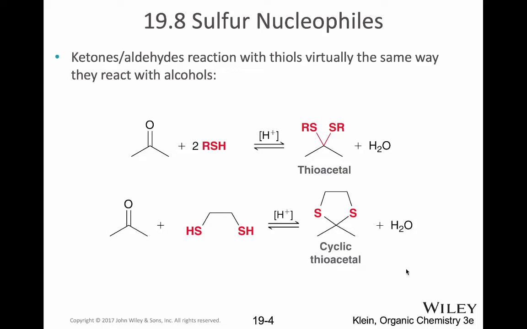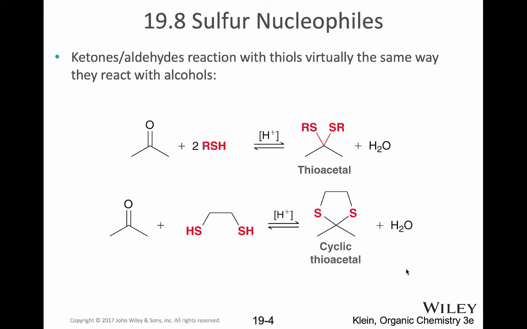So in this lecture, we're going to go over what happens if you take aldehydes and ketones and react them with sulfur nucleophiles. If you react them with sulfur nucleophiles, they react in virtually the same way as an alcohol would react, and that makes sense because sulfur is right below oxygen on the periodic table. So it makes sense that they would react very similarly.